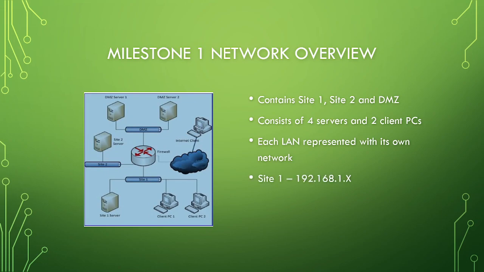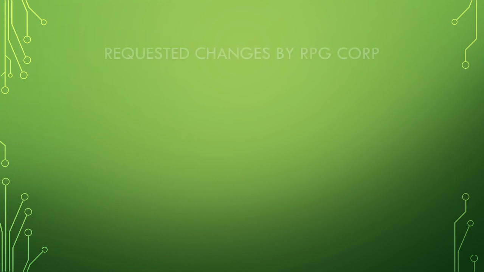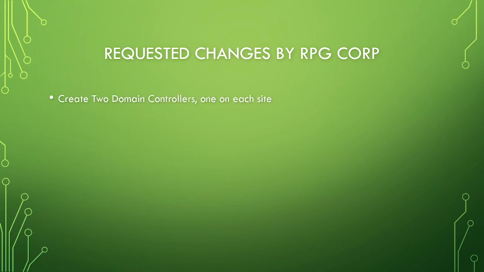Site 1 uses network 192.168.1.x. Site 2 uses 192.168.2.x. And the DMZ is set up in 192.168.3.x. Some of the following requests were given by RPG Corporation, and that's what we'll talk about on this slide.